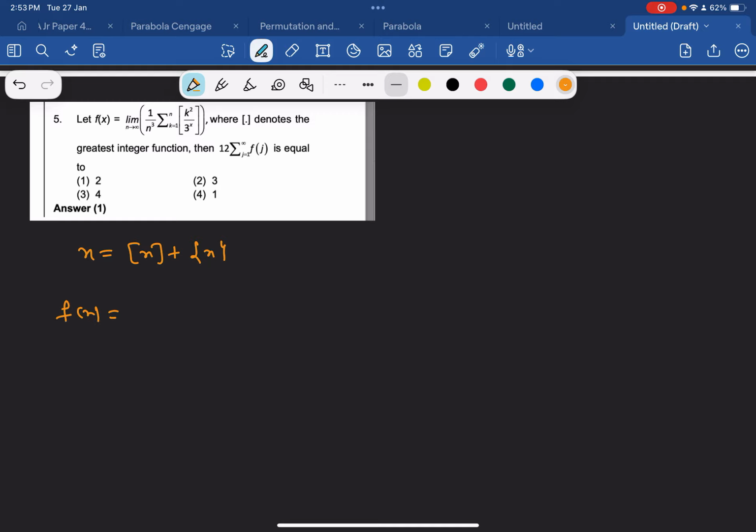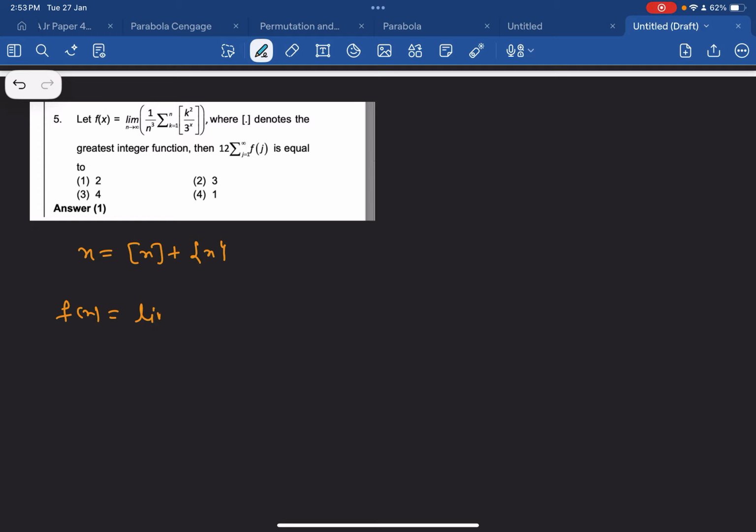So using this concept, f of x can be written as limit n tending to infinity 1 by n cube and summation. This greatest integer will be written as what we are going to get now, k square upon 3 raised power x minus fractional part of k square upon 3 raised power x. That's what we are going to have now.